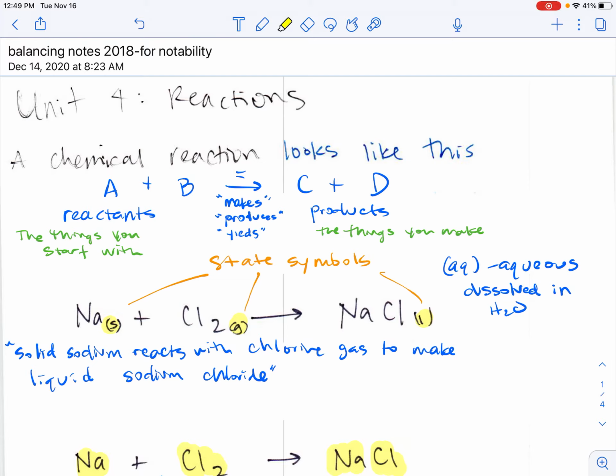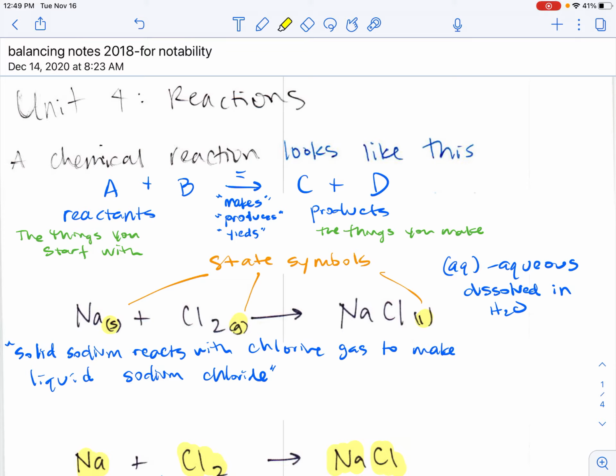So we finished naming and formula writing, so now we're looking at putting those elements or compounds together and making them into sort of like chemical sentences, and that's what we call a chemical reaction. A chemical reaction looks like this here in the middle. We've got the A element or compound plus the B, and then the equivalent of the equal sign in math makes C and D, the products.